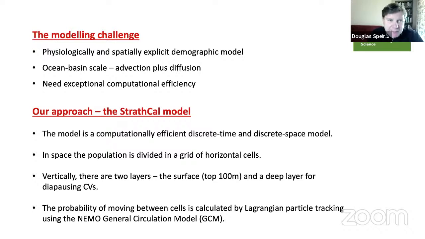So Lagrangian particle tracking means that we're setting off a number of discrete particles at a particular location, and then using the outputs of the physical model to generate the vectors of the change in position. So we set off, say, 100 particles in each of our grid cells, and then track these over some time step and store the results. We store the probability that particles that started in a given cell end up in another cell.